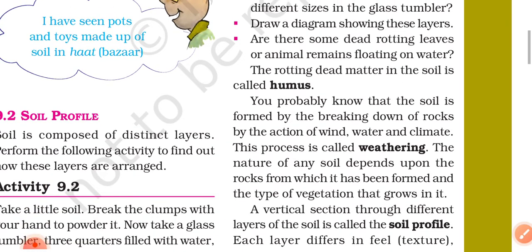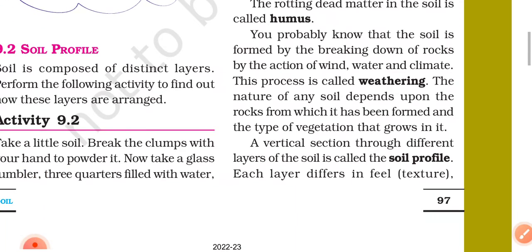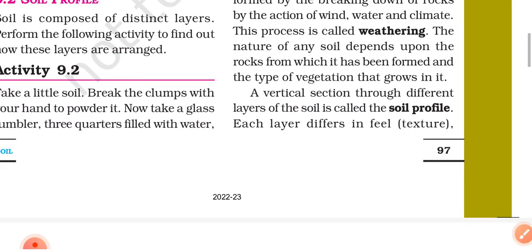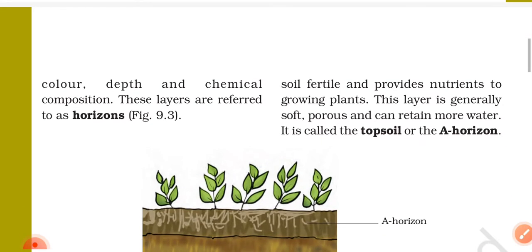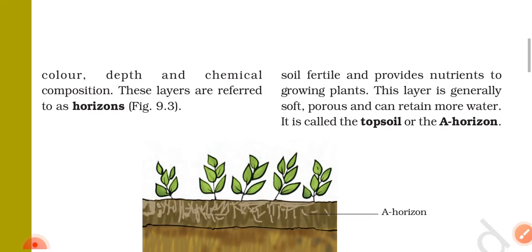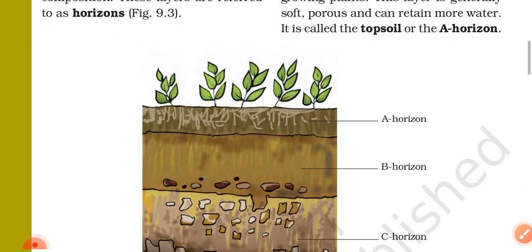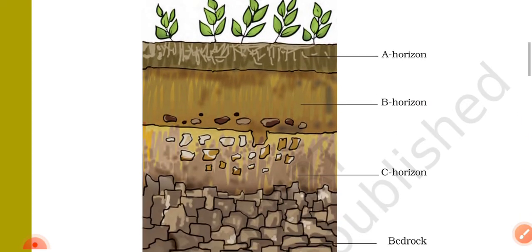You probably know that soil is formed by the breaking down of rocks by the action of wind, water and climate. This process is called weathering. The nature of any soil depends upon the rocks from which it has been formed and the type of vegetation that grows in it. A vertical section through different layers of the soil is called the soil profile. Each layer differs in feel, texture, color, depth and chemical composition. These layers are referred to as horizons. Figure 9.3: A horizon, B horizon, C horizon and bedrock.